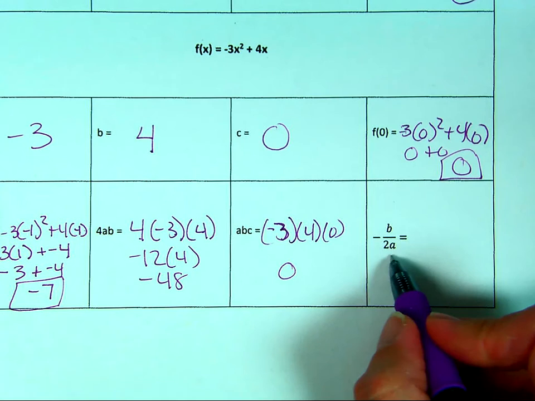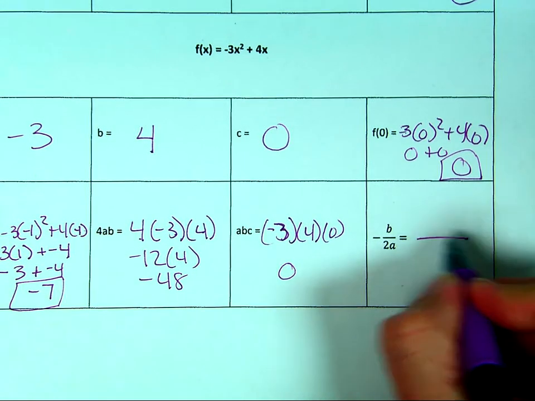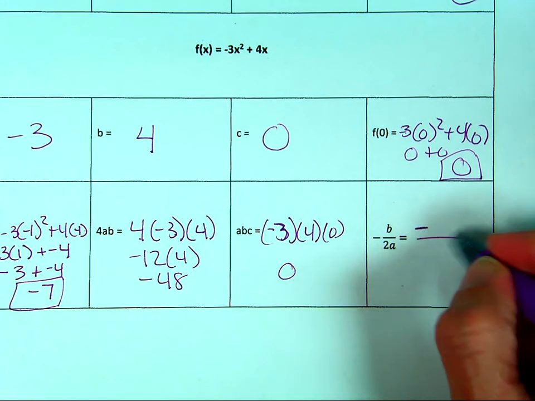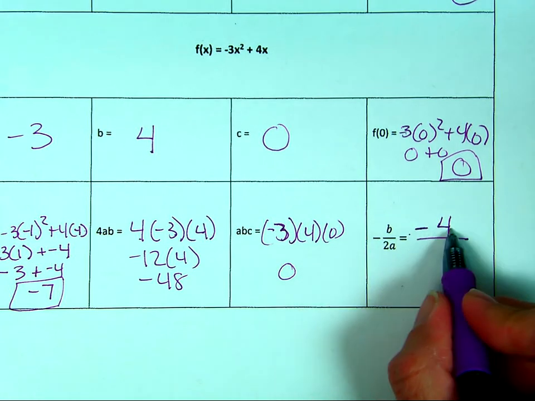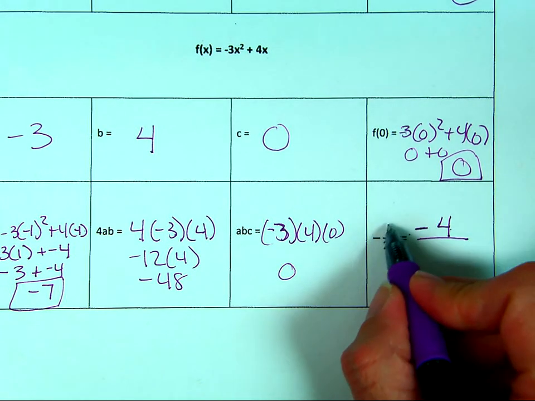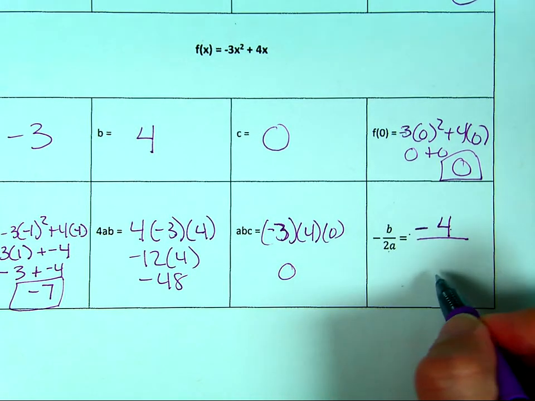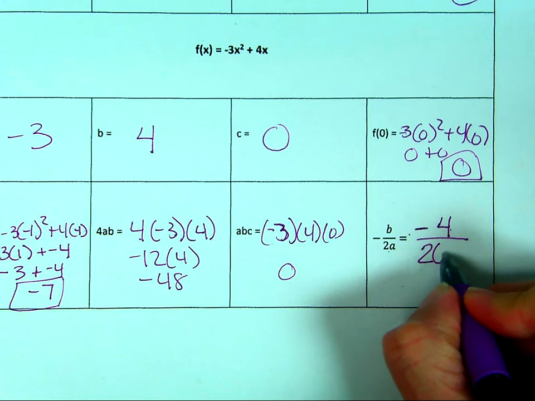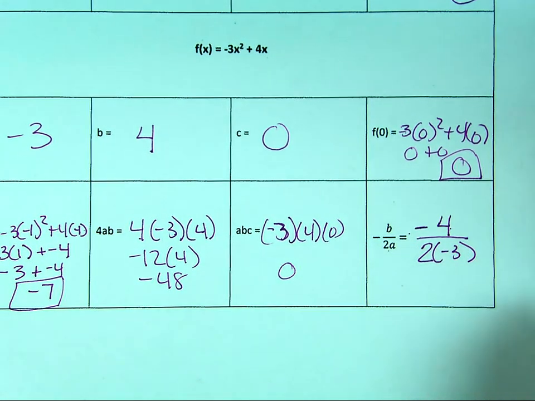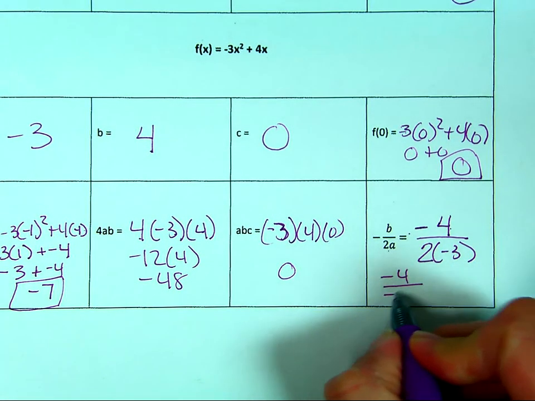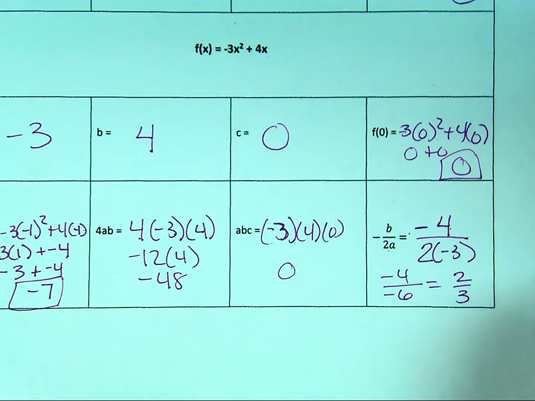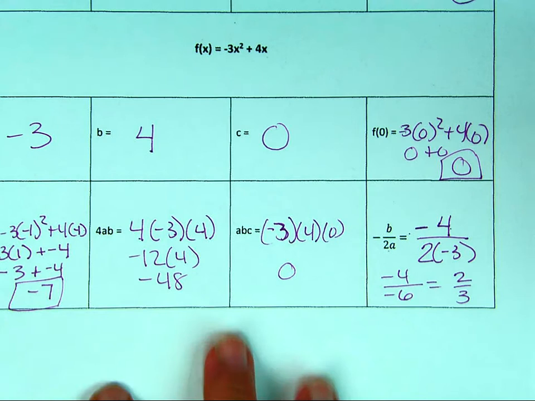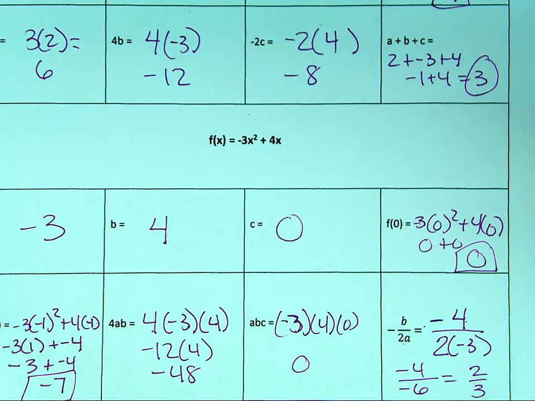What's negative b divided by 2a? Okay, so I have a negative and then a 4. That's negative b. The negative can be either place, but we're going to put it with the b. And then 2 times a, which is negative 6. So that's negative 4 divided by negative 6, which is just 2/3 if I reduce it. And that's just some work manipulating or dealing with the standard form.